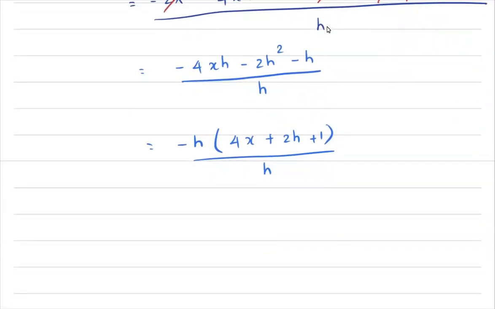Once you factor, that's when I can cancel out the common factor between the numerator and denominator, which is h. So that can be cancelled out. Now, once that goes away, what do I have left behind? All I have left behind is negative of 4x plus 2h plus 1. You can leave it like this. If you want to distribute the negative sign, that's up to you. But this is your final answer.